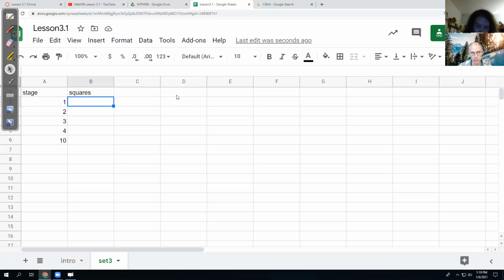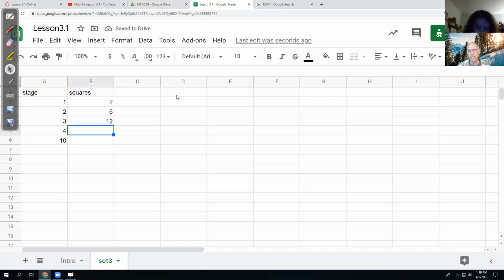A couple ways I can do this are just write what I have. Like I looked at the first stage and saw 2, enter. I looked at the second stage and I saw 6 squares, enter. I looked at the third stage and I saw 12. Now the fourth stage wasn't given, I had to calculate that.